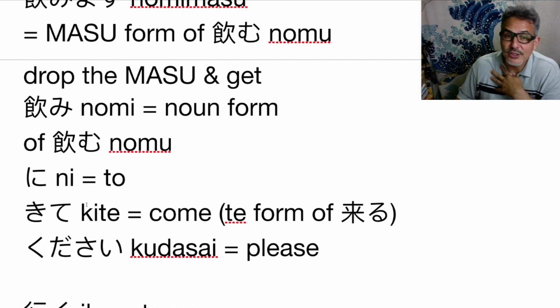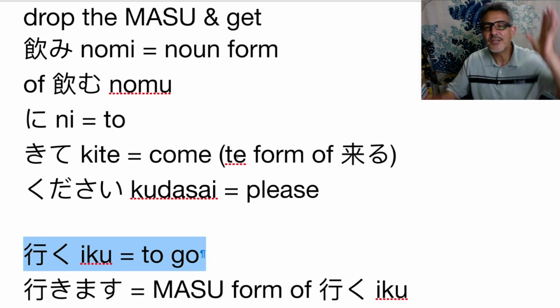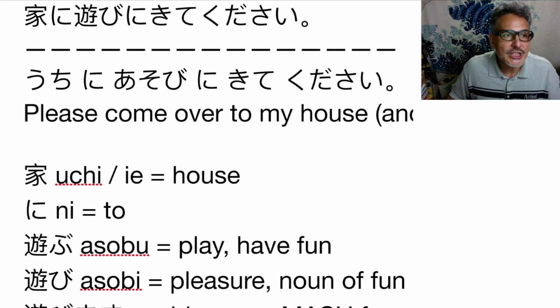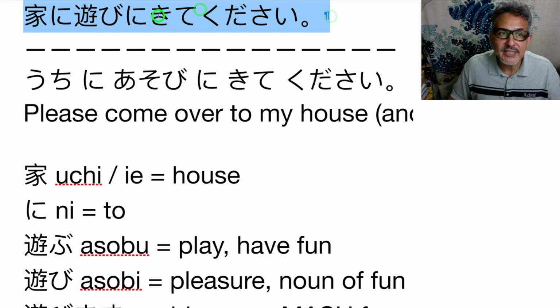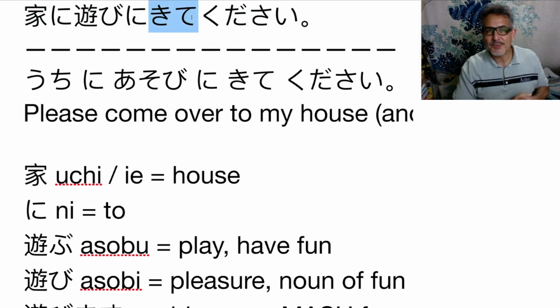So let's look at that. Iku is the verb to go. Oh, let's back up. I'm sorry. Let's finish up this. I'm getting ahead of myself. Let's finish up the sentence. The sentence was uchi ni asobi ni kite kudasai. What is kite? Kite is a great verb. It is one of the few exception verbs in Japanese.